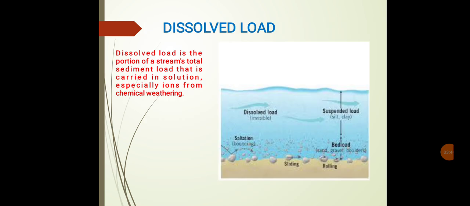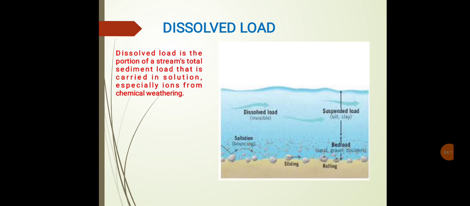Coming to the types, dissolved load. Dissolved load is the portion of the stream's total sediment load that is carried in solution, especially ions from chemical weathering. Whatever content is mixed or dissolved in water is called dissolved load, which is at the surface of the water. Mostly it is invisible. Sometimes it creates some color. Then saltation is another load.